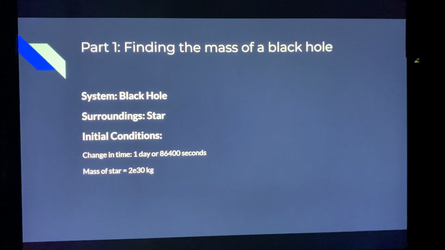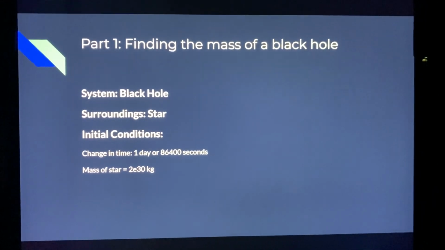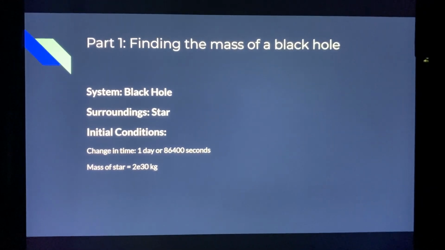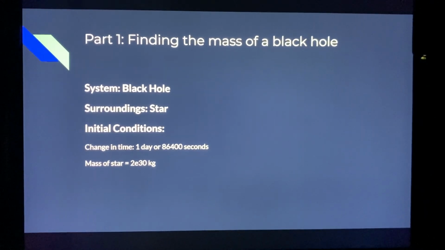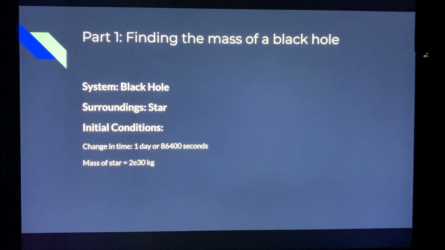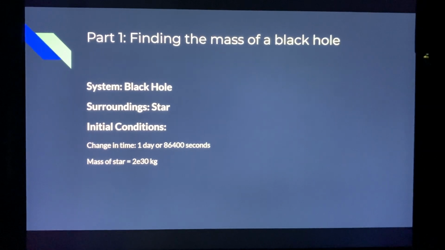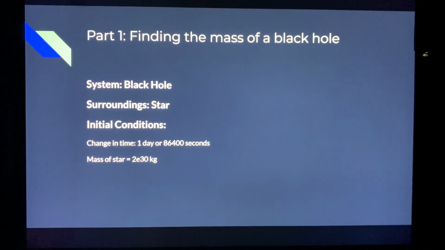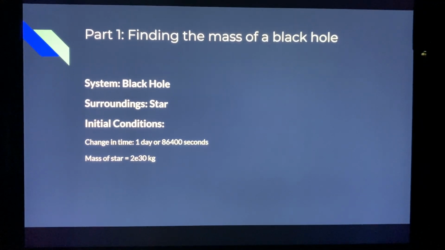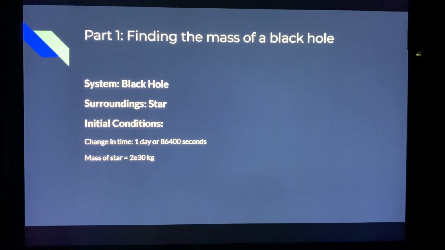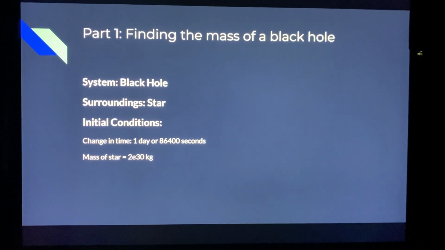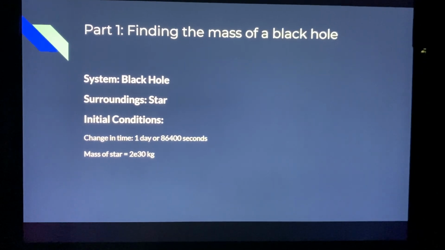So part one, we're going to find the mass of a black hole. Our system is the black hole. The surroundings of the system is going to be the star that affects it. And some initial conditions that were given is that the change in time is 1 day, but since we're dealing with seconds, we have to do 86,400 seconds. And we're given that the mass of the star is 2 times 10 to the 30 kilograms.